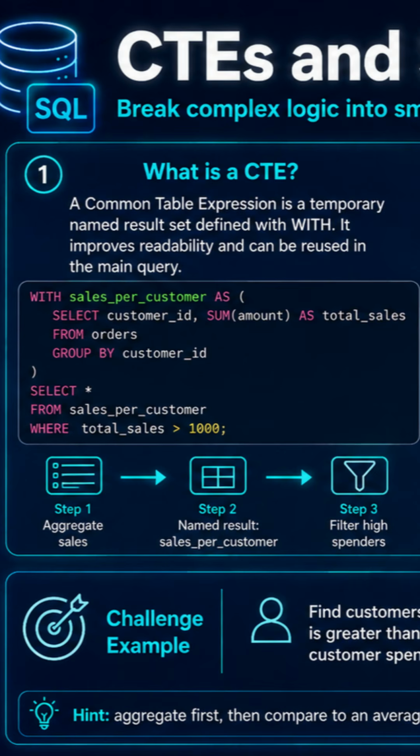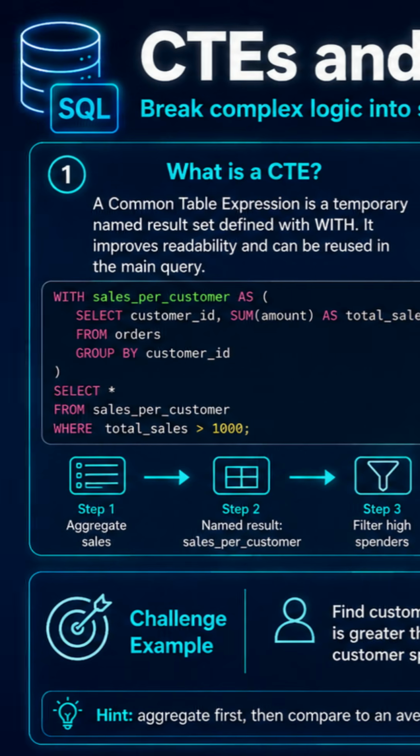For example, first calculate total sales per customer and name that result sales_per_customer. Then in the main query, filter only the customers whose total sales are greater than 1,000. This makes the query easier to read, easier to test, and easier to explain in an interview.